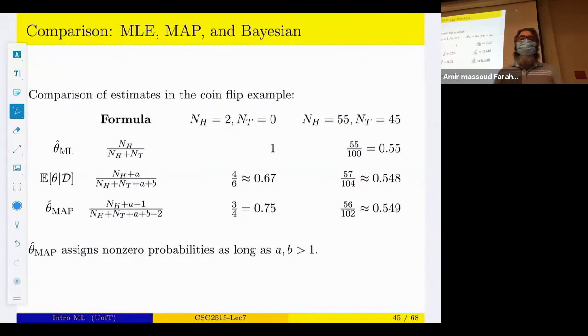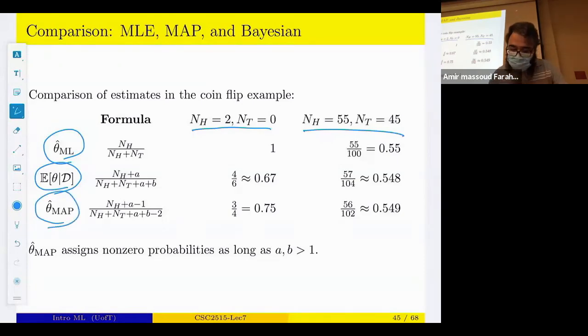So let's see what the formula looks like for the two cases, when we have a small number of data points and when we have a lot of data points. We compare maximum likelihood estimation, the Bayesian approach, which takes the expectation of the posterior distribution, and the MAP approach. The formulas are similar. This is MLE, this is the full Bayesian approach, and this is the maximum a posteriori approach.